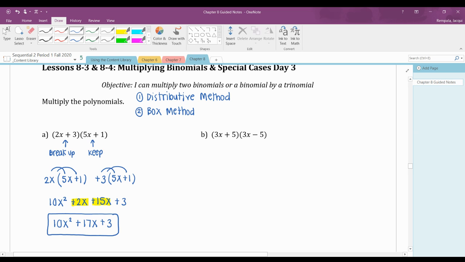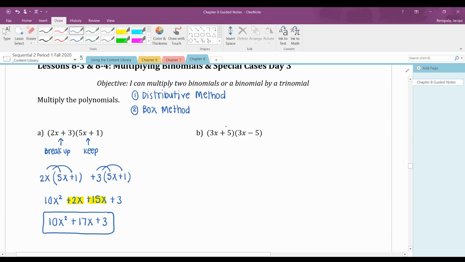Okay, if I'm looking at the second example, 3x plus 5 times 3x minus 5, this time I'm going to do the box method. So remember, with the box method, we want to count how many terms are in each. So I've got a binomial, which is 2, and I've got another binomial. So 2 times 2 tells me that I want 4 boxes here. So I'm going to create my 4 boxes. And remember, I always want my boxes being broken up with addition signs. So I want an addition on the top and an addition on the left.